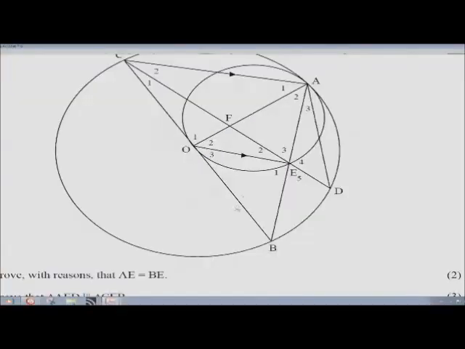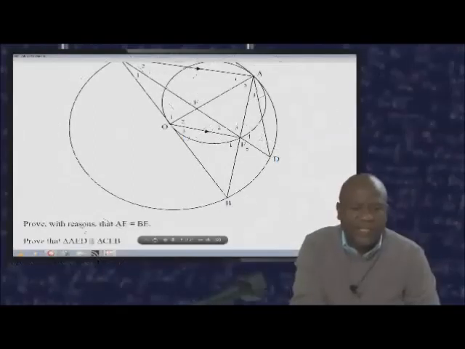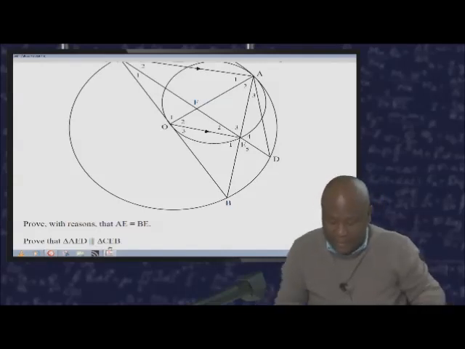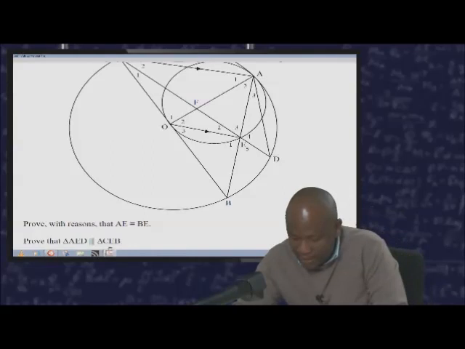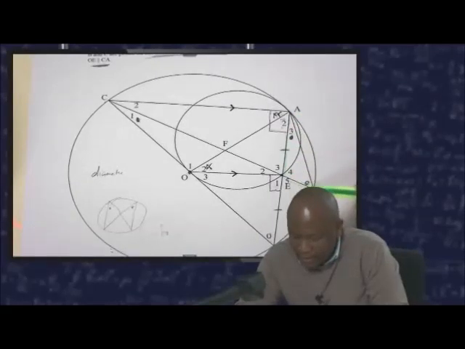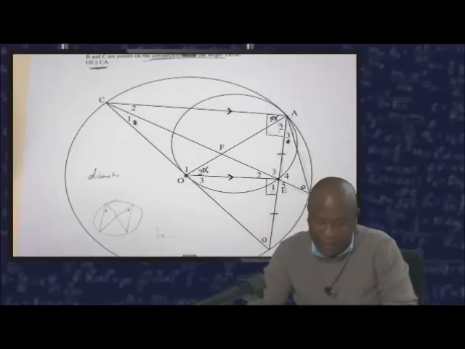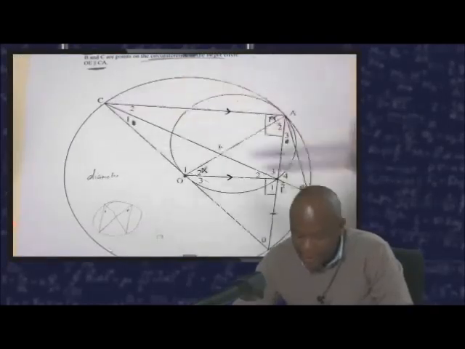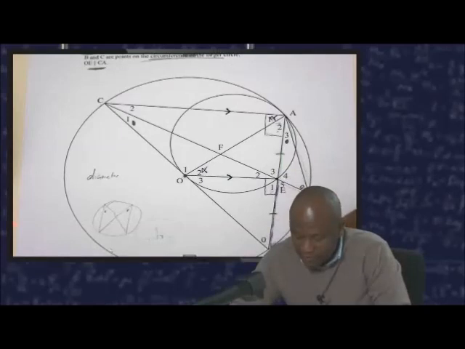The next question says, prove that the triangle AED is similar to triangle CEB. Here is the triangle AED. Look at the color I'm using here. Triangle AED. Do you see the triangle? The question says it is similar to triangle CEB. Here is triangle CEB.